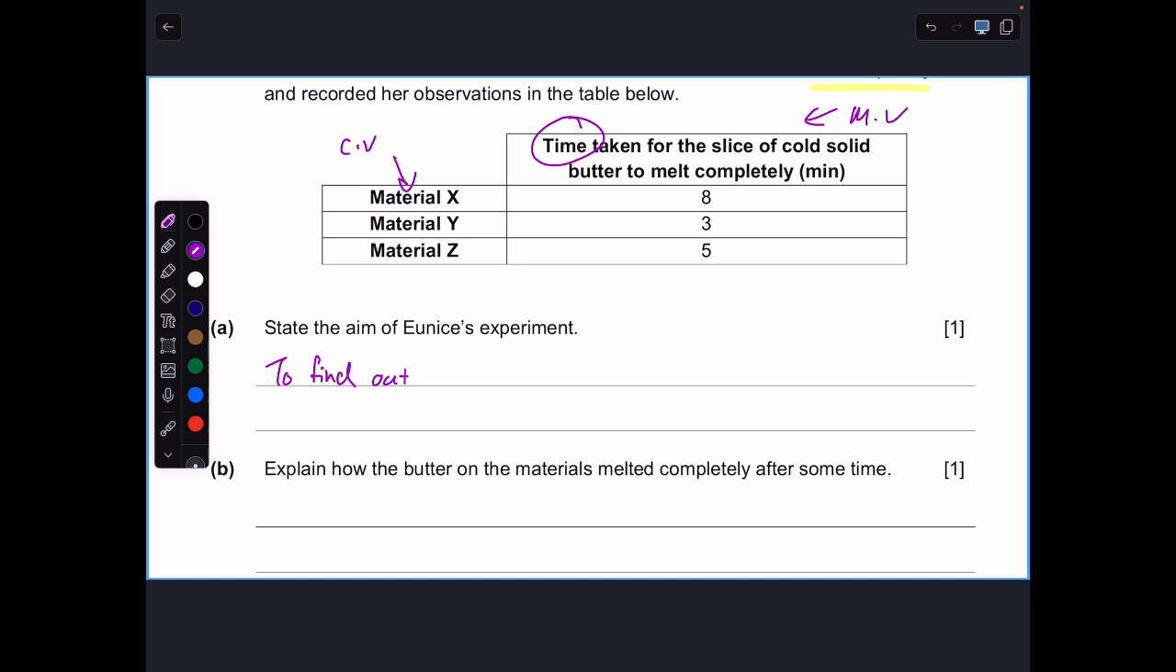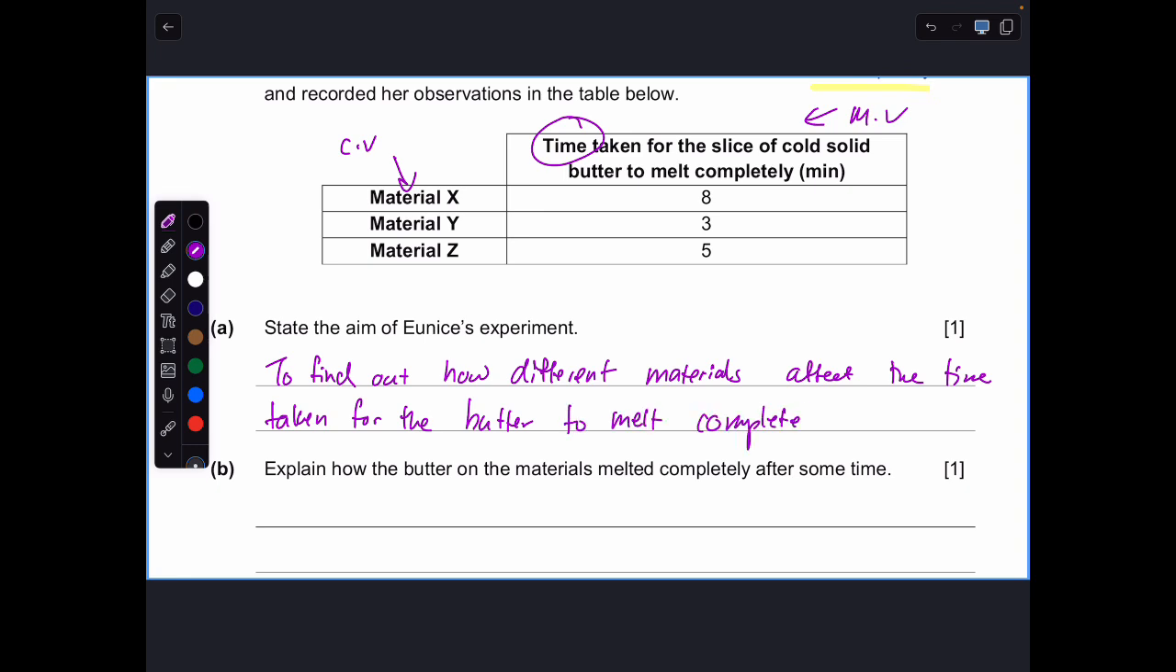To find out how different materials affect the time taken, okay, for the butter to melt completely. Okay? Change variable, measured variable must be inside the aim. So this is your change variable, this is your measured variable.